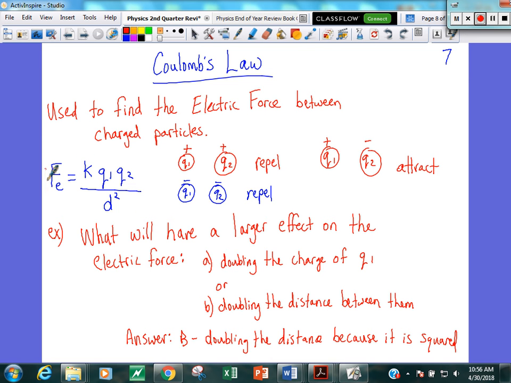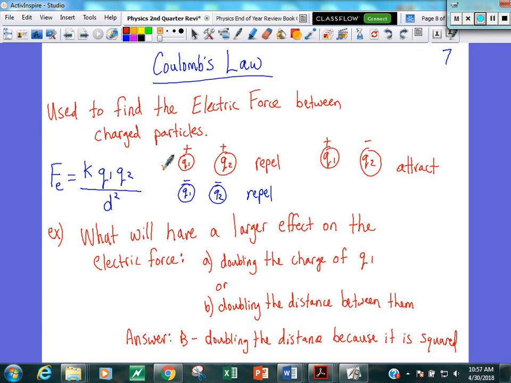Here's the equation. The electric force is equal to this constant k, lowercase k, times Q1 times Q2, all over d squared. k is a constant. Q1 is the charge of one of the particles, Q2 is the charge of the other particle, and d is the distance between those particles.